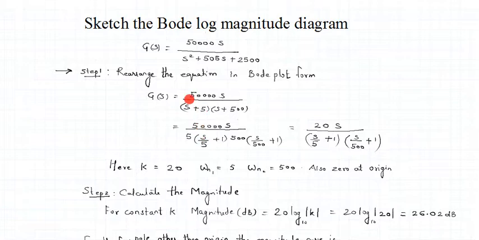So what we now do is we take 5 common from this term. We'll take 500 common from this term. So when we take 5 common from the first term, what do we get? We get s by 5 plus 1. When we take 500 common from the second term, what we get is s by 500 plus 1. So we have taken 5 and 500 common. We'll put it in the numerator. We'll divide this term with the numerator, and therefore we get the numerator simplified to 20s.